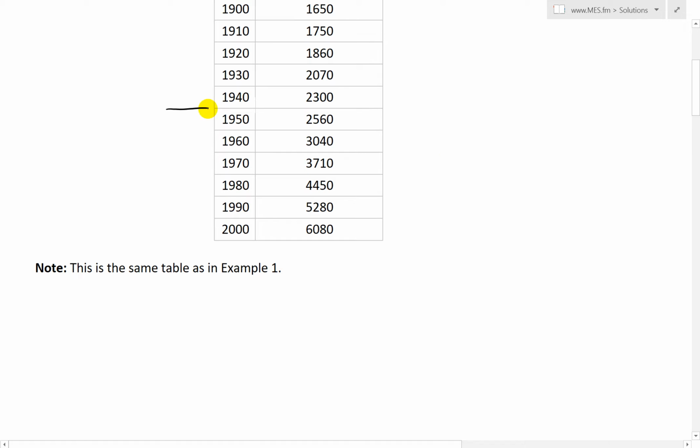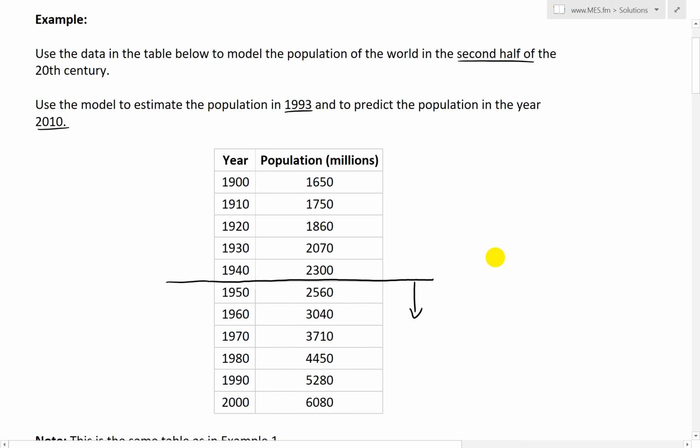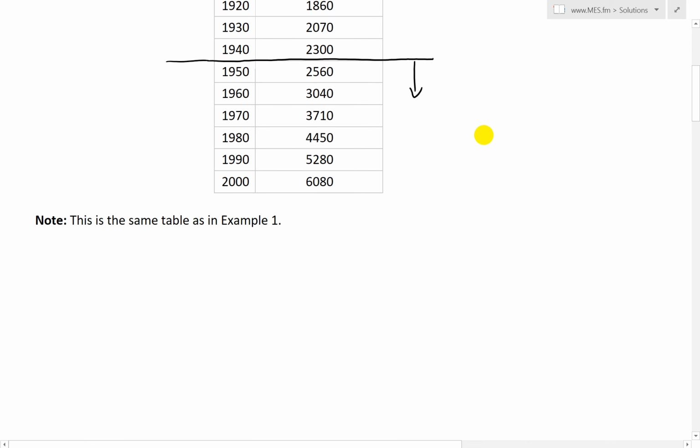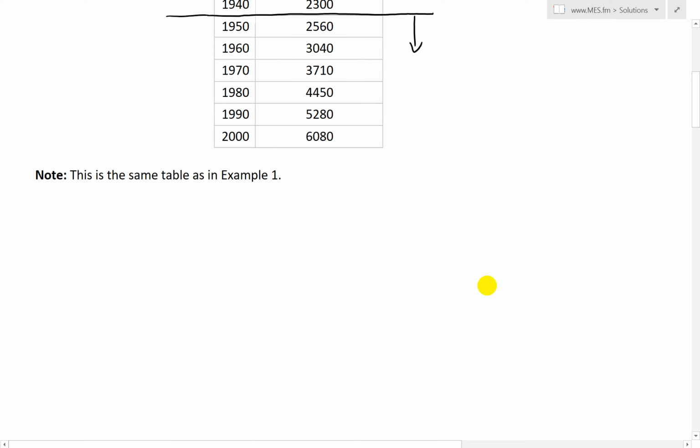Again, we're going to model from 1950 onwards, and my last video, example 1, was modeling the whole thing out, and it wasn't that accurate for later years. That's why we're doing it for the second half separately.